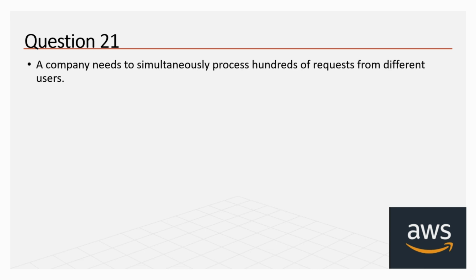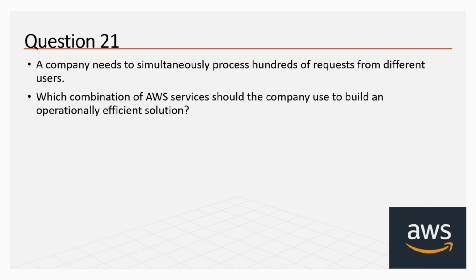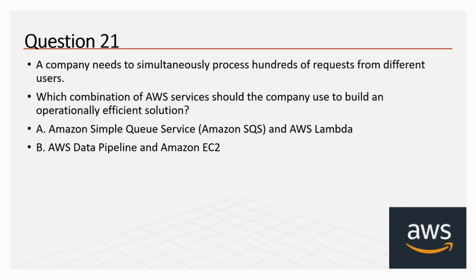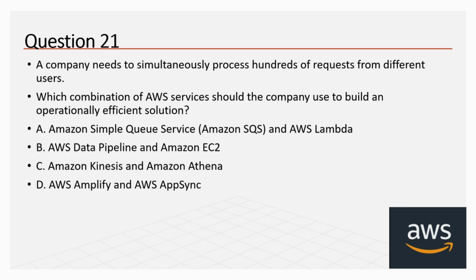Our 21st question is: a company needs to simultaneously process hundreds of requests from different users. Which combination of AWS services should the company use to build an operationally efficient solution? In order to build an operationally efficient solution, what combination of services should the company use to process hundreds of requests from different users?